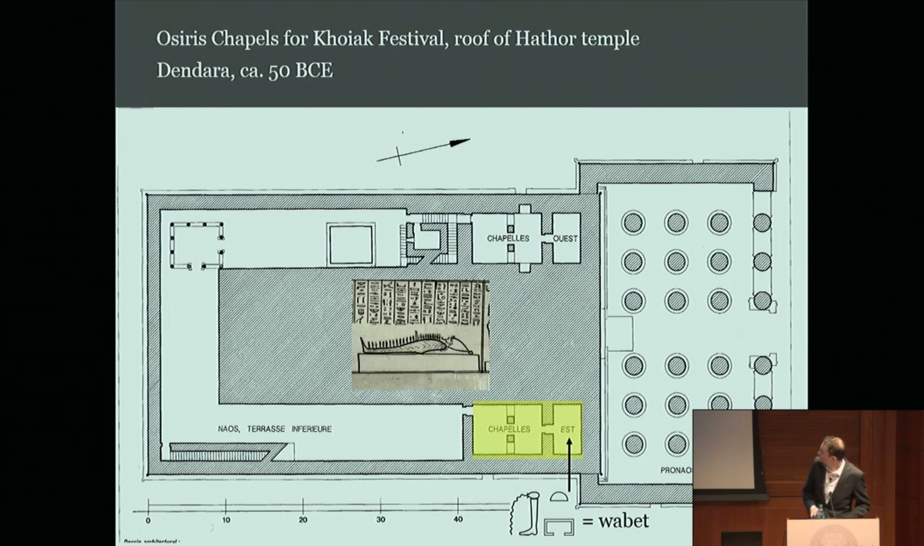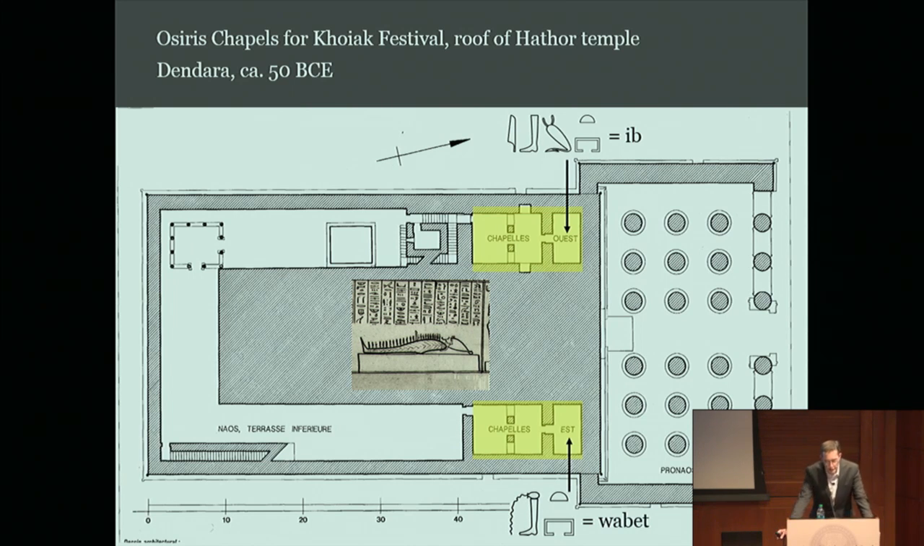In the Western Chapel, so here we have, just to remind you of the Khoiak festival and the Osiris figurine. In the Western Chapel, the figurine was mummified and buried for 1 year until it was replaced by the figurine of the next year. The back room of the Western Chapel is called Ib. And I'll leave that untranslated, because I don't know how to translate it.